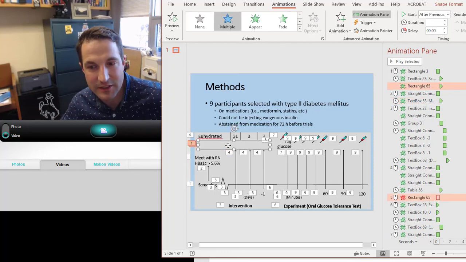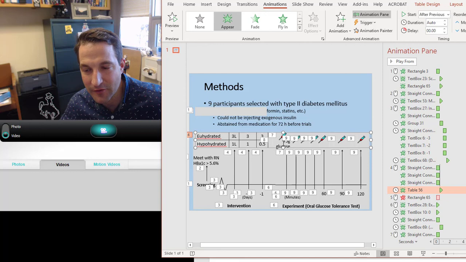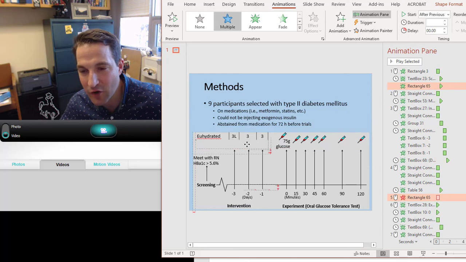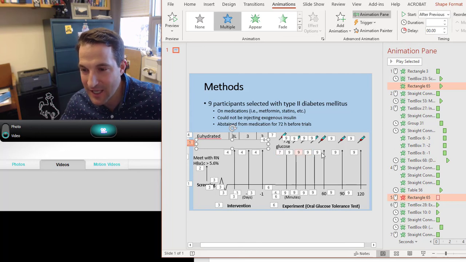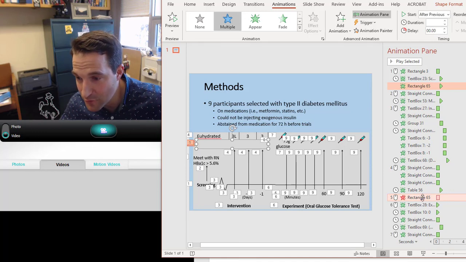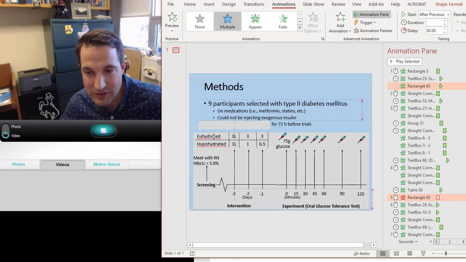Another trick I like to use a lot with these is adding in some gray bars. So here's a gray bar that's the same background. What that enables us to do is, well, we have our full table here that we're going to add in, table 56. But when I first add that in, I only want to talk about my euhydrated group. So I'm going to have that table 56 appear at the same time as this box, and then I can remove that box right here. And when we remove that box, it goes away, just like that.